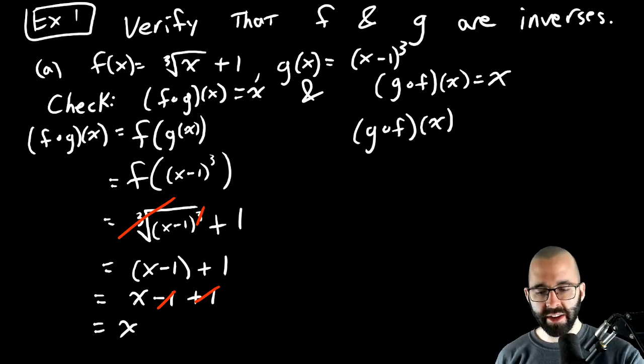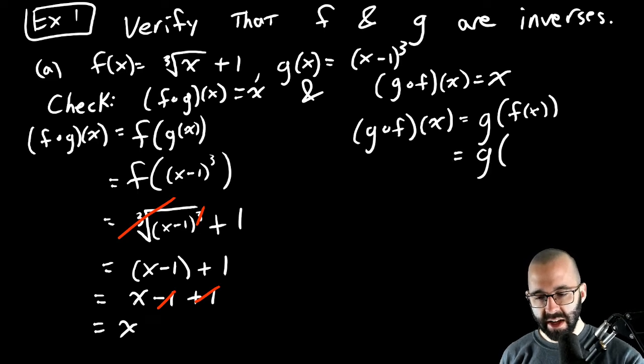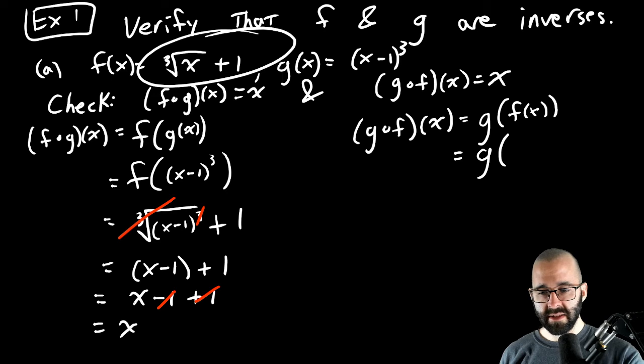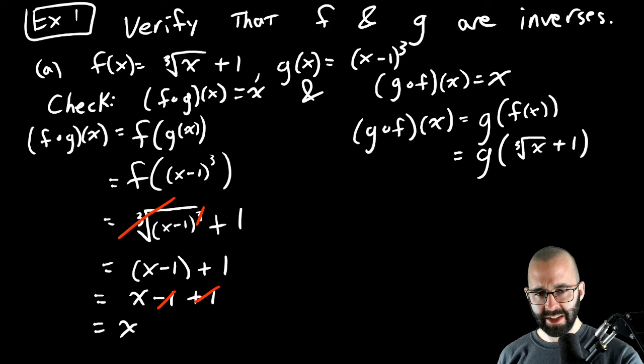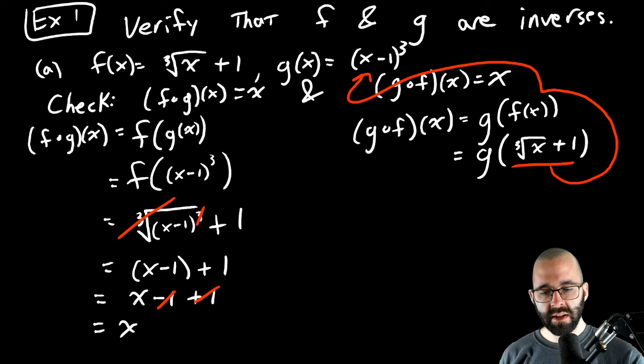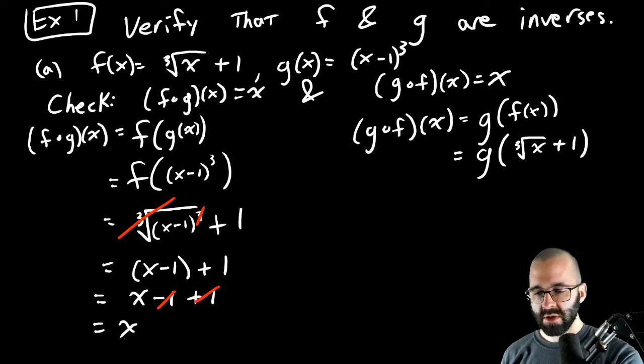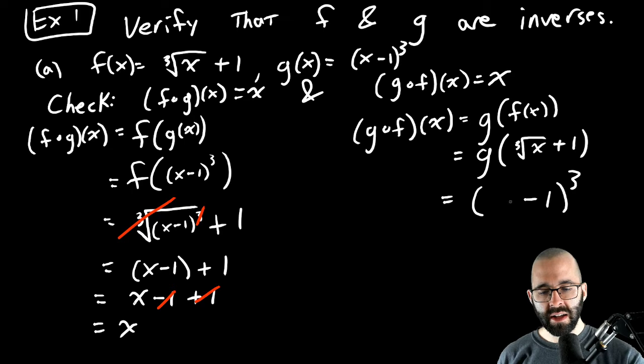Now, real quick, let's just check it on the other side. G of f of x. We say, what is f of x? F of x is this. Replace it. Cubed root of x plus 1. Now we're plugging this into g. So what we do, right, is we say g is normally x minus 1 cubed. Instead of x, we're putting in the cubed root of x plus 1.